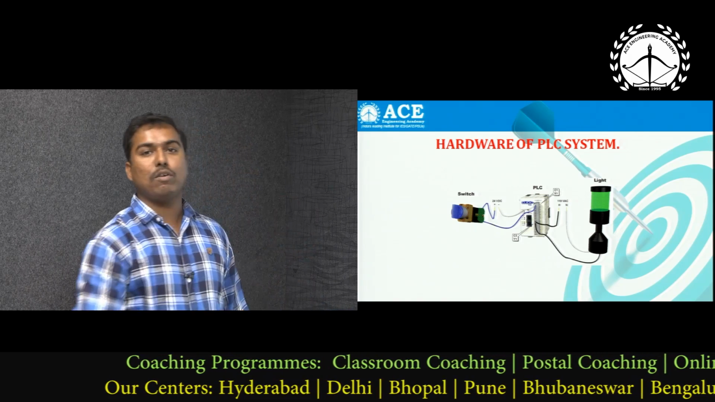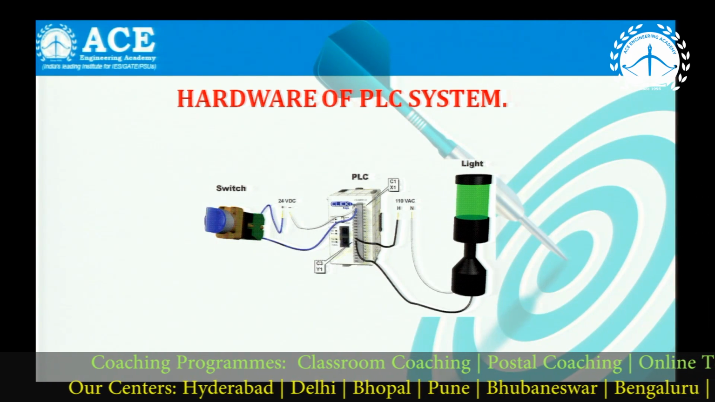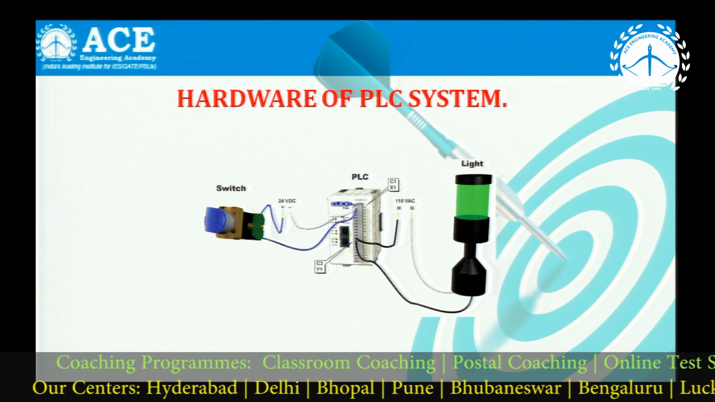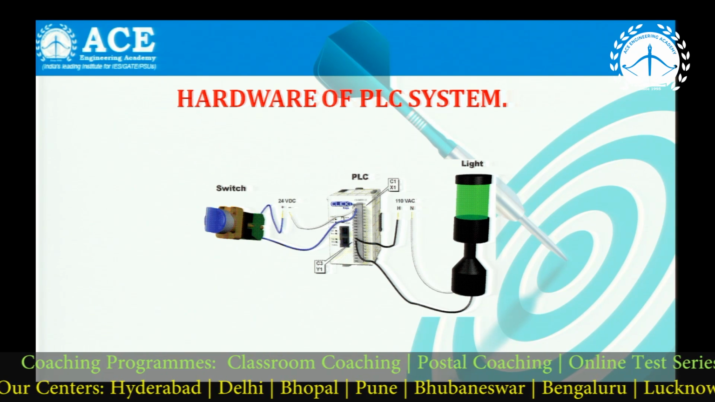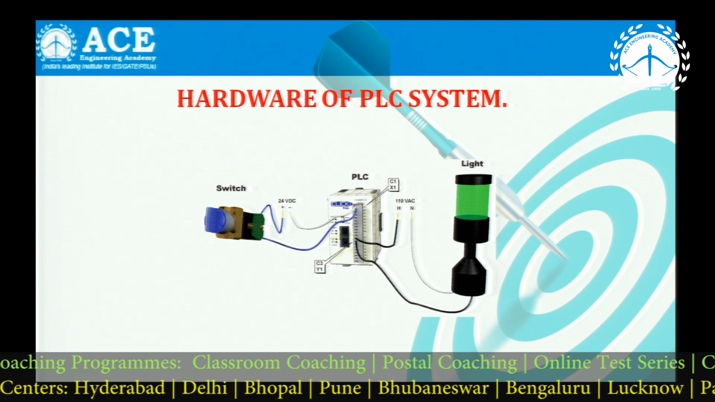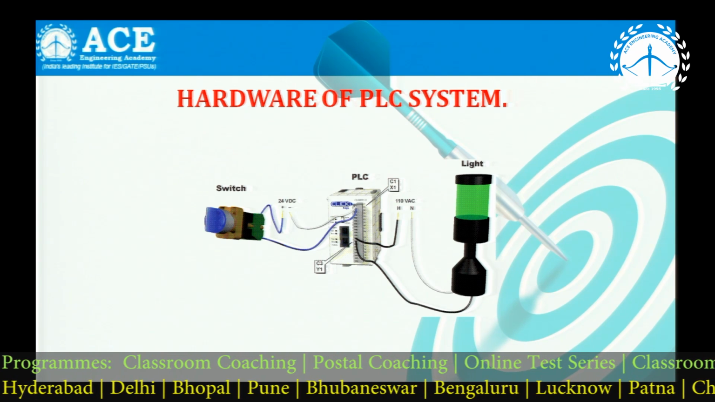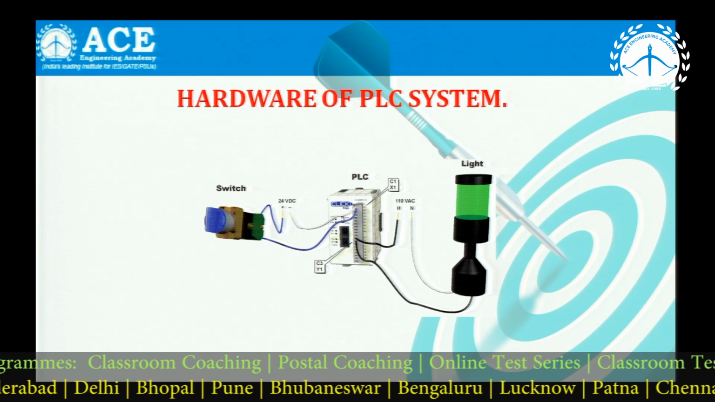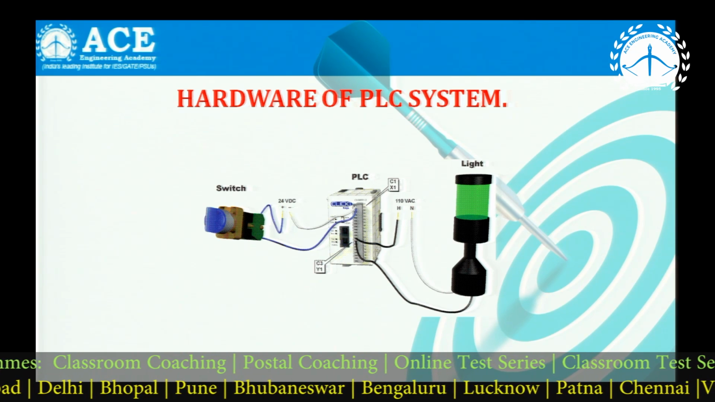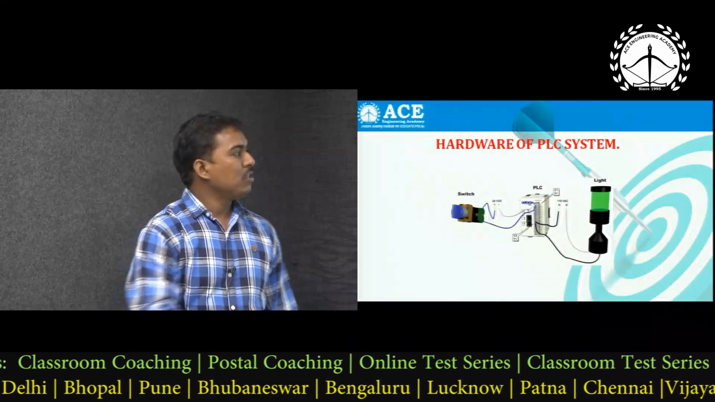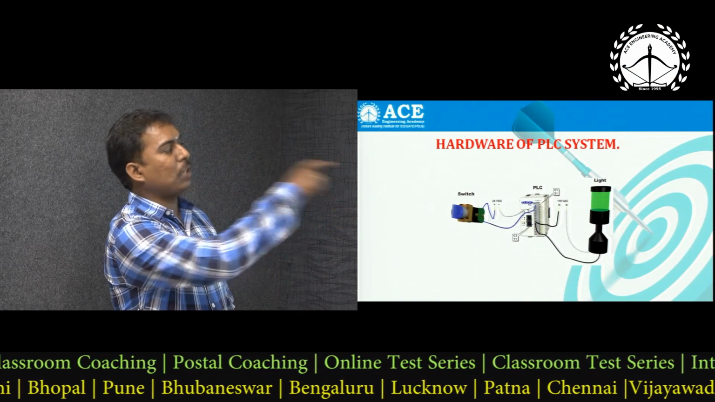See, this is the hardware of a PLC system. If you see the hardware of a PLC system, at the center there is a PLC block, at the left side there is a switch, at the right extreme there is a light. So this switch can be called a mechanical sensor, the light can be called an optical actuator, and the center part is a controller. So we are linking the mechanics to the electronics.